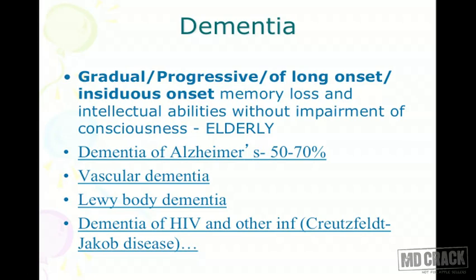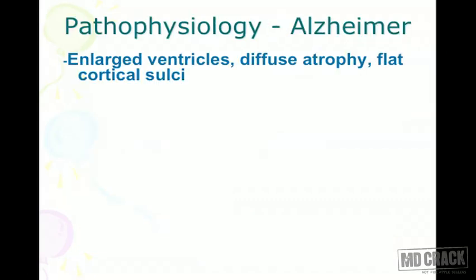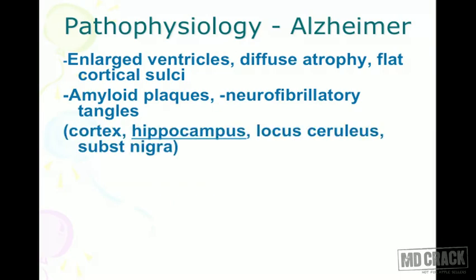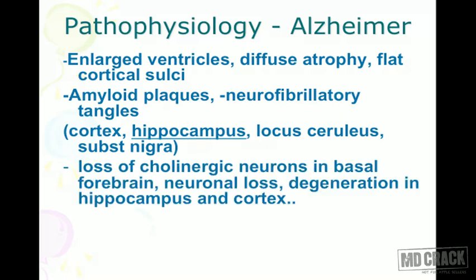diseases like Creutzfeldt-Jakob disease. The pathophysiology of Alzheimer includes enlargement of the ventricles and diffuse atrophy and flat cortical sulci, and the characteristic feature is the amyloid plaques and neurofibrillary tangles. I hope you remember your pathology in the regions of the cortex, hippocampus, locus coeruleus, and substantia nigra. In Alzheimer, there is loss of cholinergic neurons in the basal forebrain.